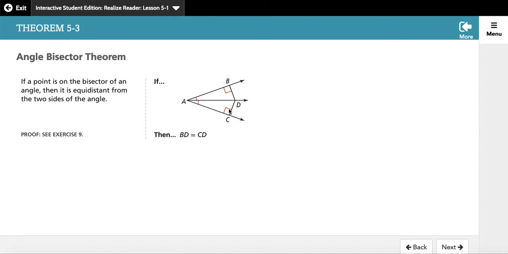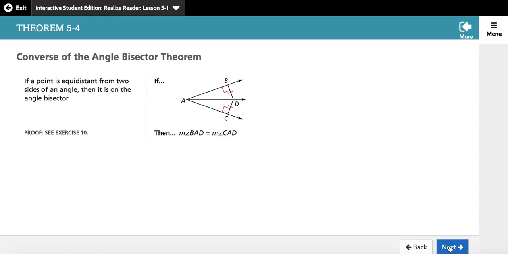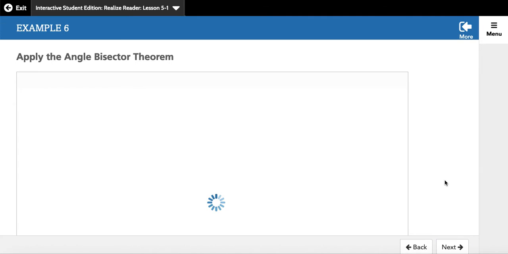Okay, here's the theorem. To be equidistant from two sides of an angle, you can be any point on the angle bisector. That's essentially what this is saying. And you can have just the opposite. If you are equally distant from two sides of an angle perpendicularly, then AD must be an angle bisector. So they go hand in hand. Let's see if we can apply it here in example 6, hopefully.